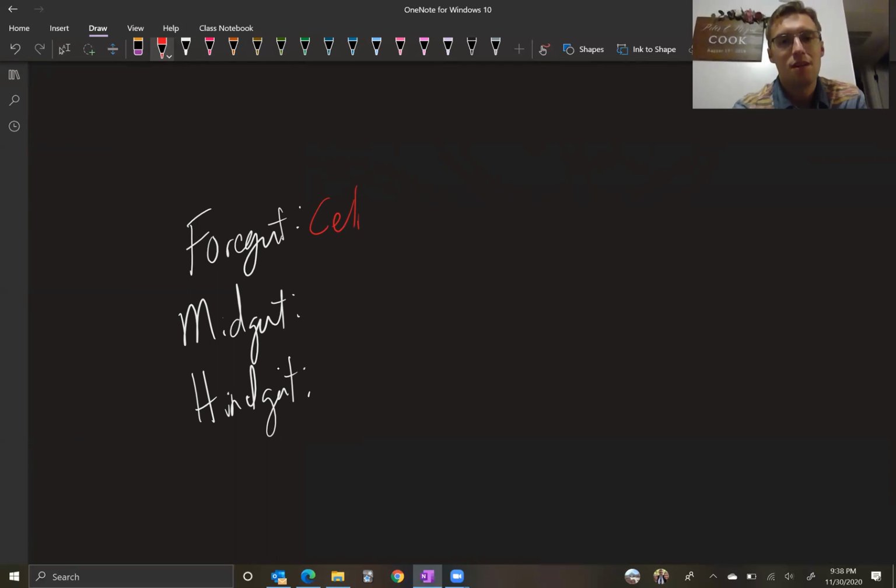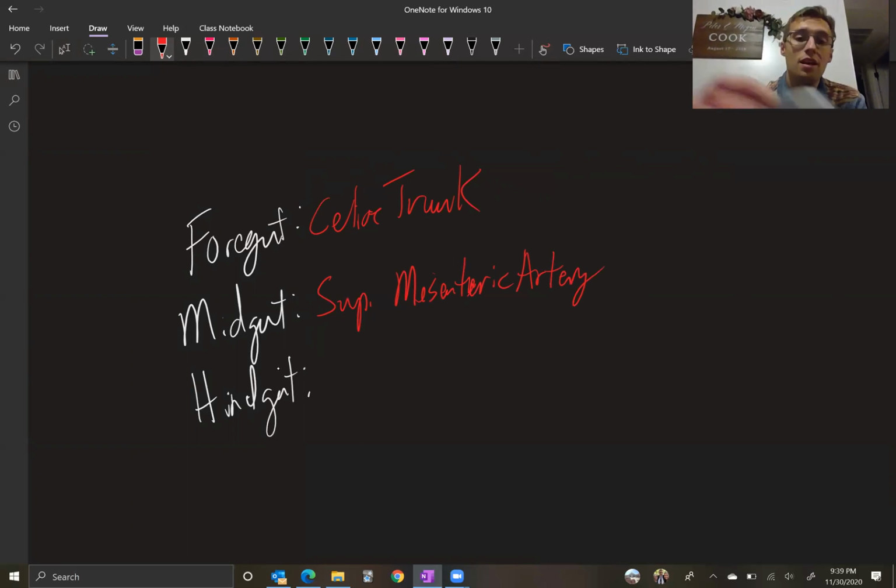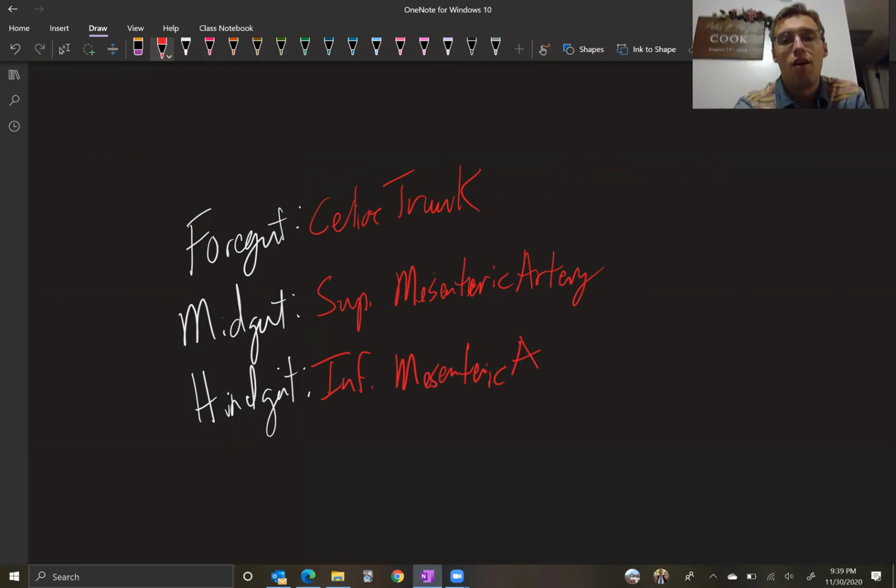So we had the celiac trunk for the foregut. We had the superior mesenteric artery for the midgut, and you might guess it, the inferior mesenteric artery right there for our hindgut. And so that's what they conventionally have been named by.